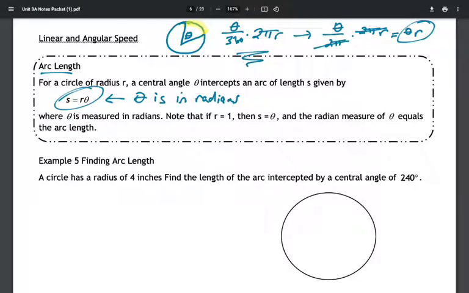A circle has a radius of 4. Find the length of the arc intercepted by the angle that's 240 degrees. So remember, right about here is 180. So 240 will be about right here. So that is 240 degrees.